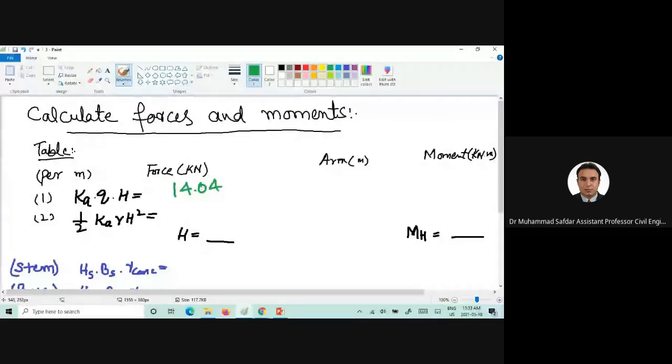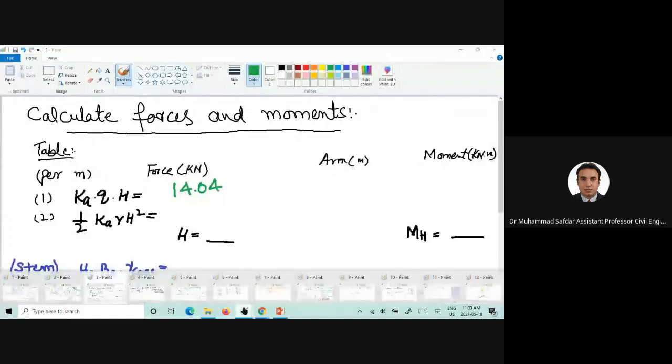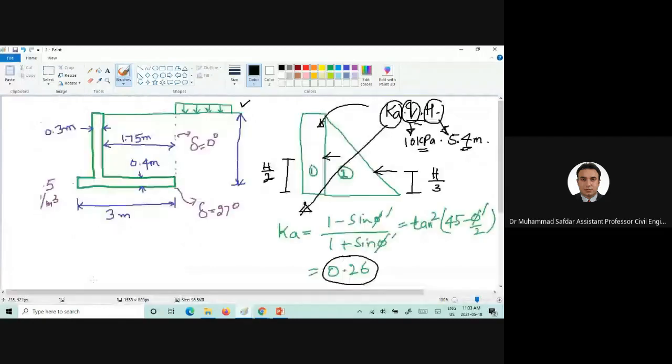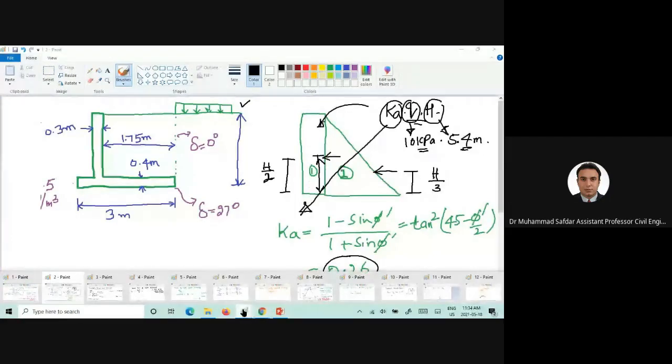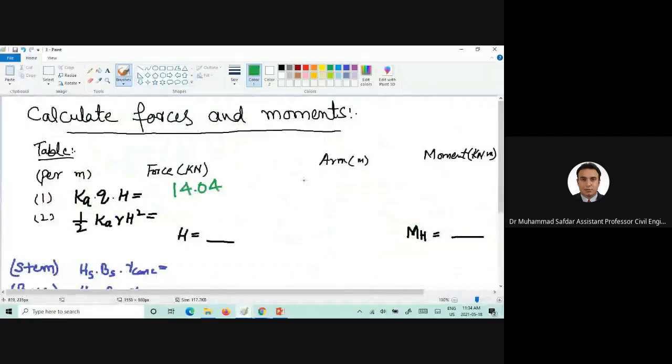Now we also need to find out the lever arm for this force. The lever arm would be half of the height of the retaining wall. So what should be the value of the lever arm for this force first? Okay, it would be 2.70. And how about the moment?